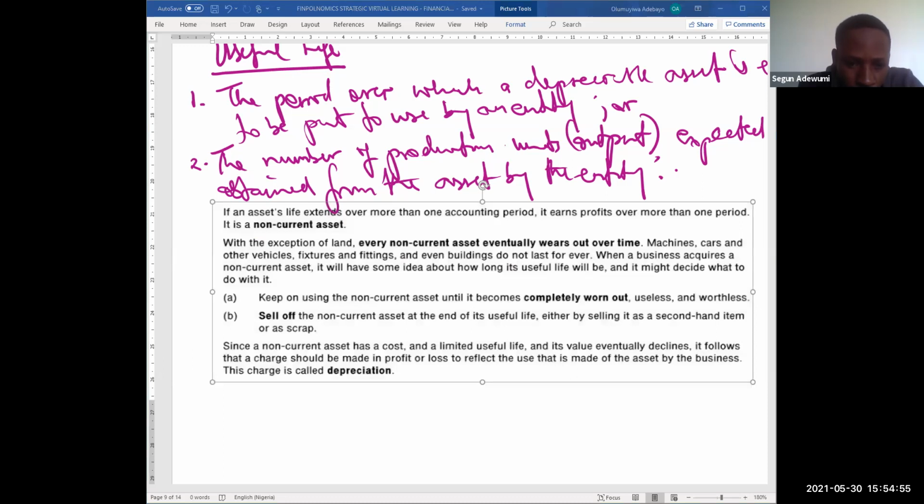A, keep on using the non-current asset until it becomes completely worn out, useless, and worthless. B, sell off the non-current asset at the end of its useful life, either as a second-hand item or as scrap. Since a non-current asset has a cost and a limited useful life, and its value eventually declines, it follows that a charge should be made in profit or loss to reflect the use that is made of the asset by the business. This charge is called depreciation.